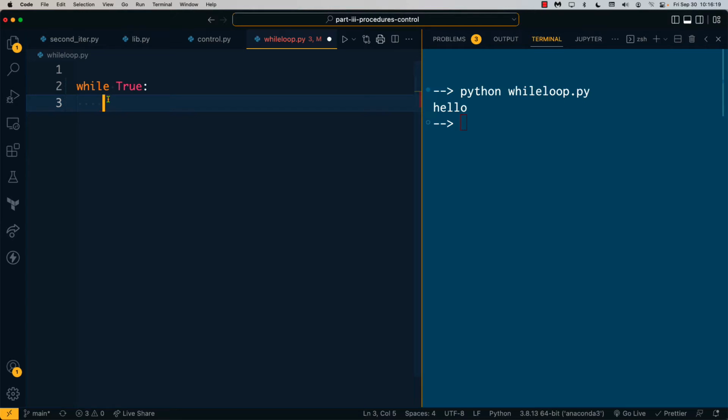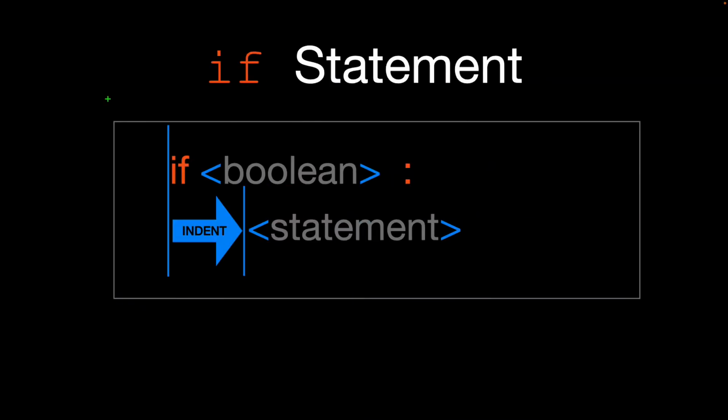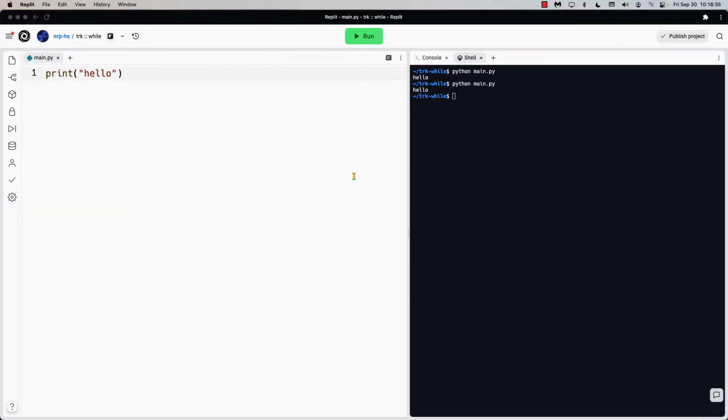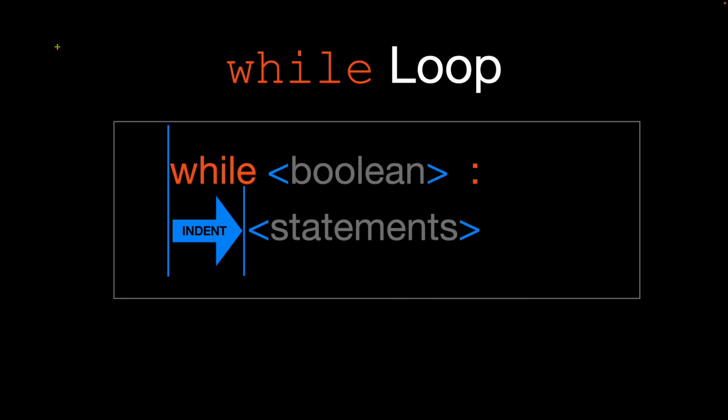Let's take a look. Remember the if statement. The if statement is if, and then a Boolean, and then the colon to begin the code block, an indentation, and then whatever you're going to do down here. Could be all kinds of things. The while loop, same idea. While, the keyword, then some Boolean, true or false, and then the colon, and then your statements.